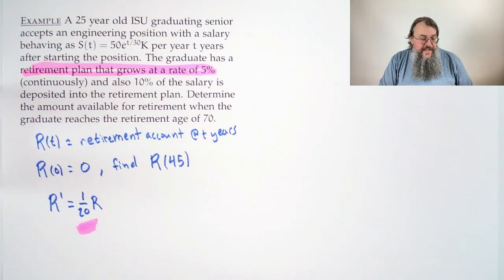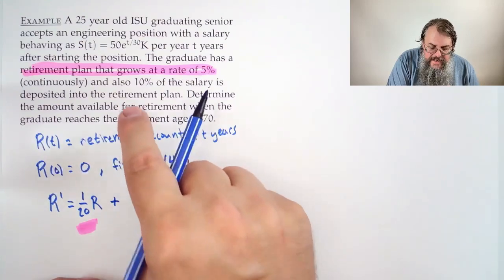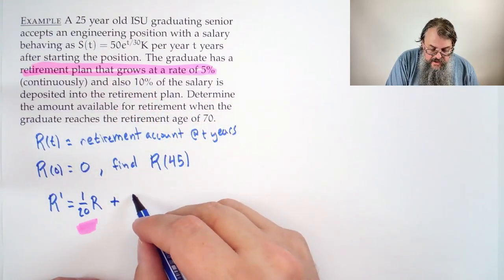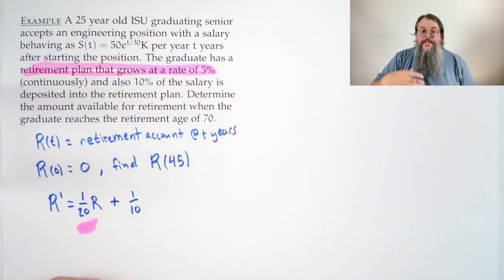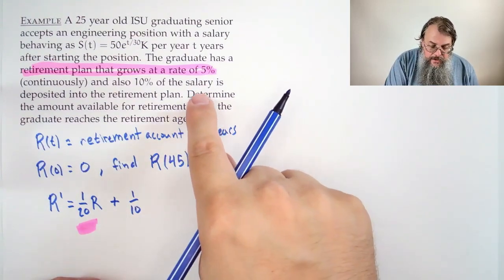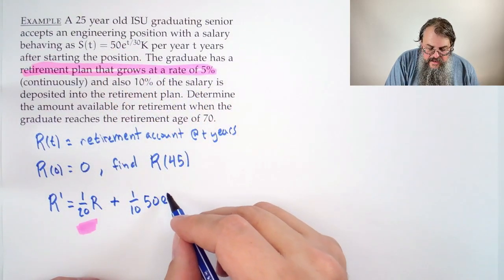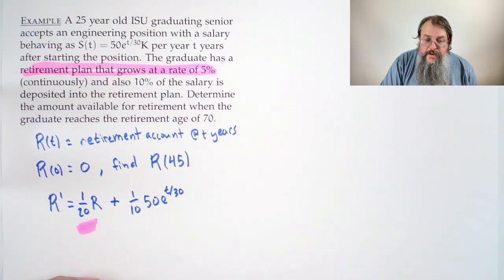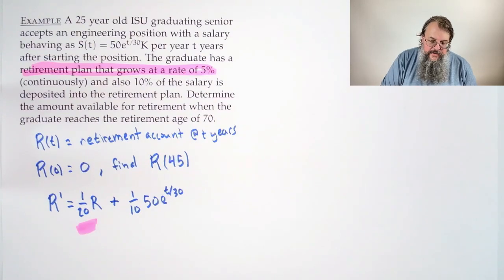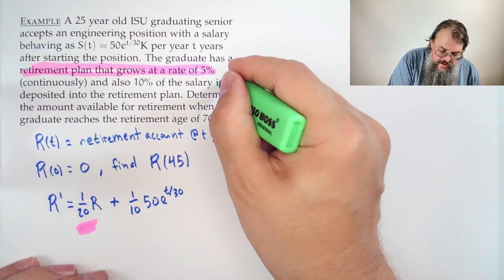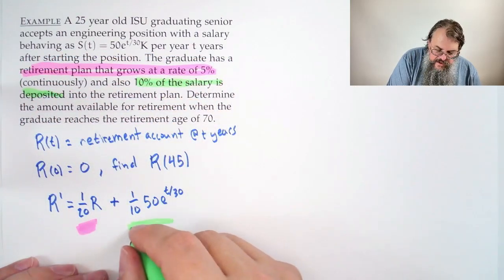But there's something else that happens, which is the other interesting part: we're going to add 10%. So that's 1/10 of the salary. Now the salary varies with time. So we say, okay, our salary is 50 e to the t over 30. All right, so again, just for reference, the 10% of salary that is deposited is this part right here.